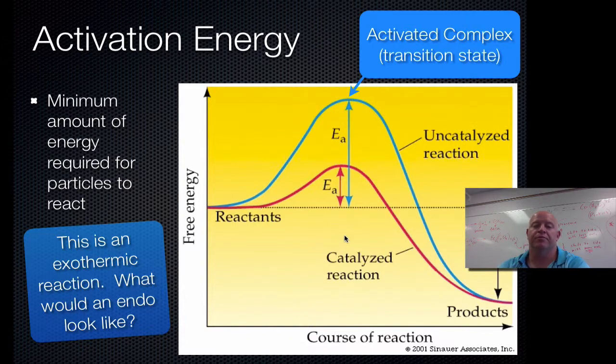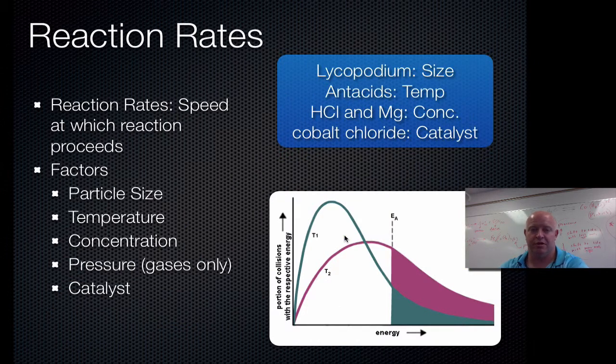Okay, so if we take this idea to talk about speed of a reaction and kind of what goes on there, we want to talk about rates. Okay, so rates is kind of a fancy word for speed or velocity or that kind of stuff. And we have some different factors that can play a role here. Particle size, temperature, concentration, pressure for gases only, and then of course catalysts. Now, in class, we do some demonstrations with all this kind of stuff with lycopodium and antacids and those kind of things. But we'll just talk about them in the video.